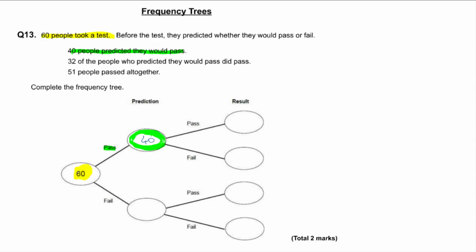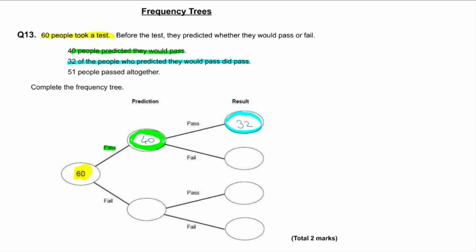Okay, now the next thing says 32 of the people who predicted they would pass did pass. Okay, so of those 40, 32 of them actually did pass. So this circle here is the ones who thought they would pass and did pass. So then that goes 32 in there.